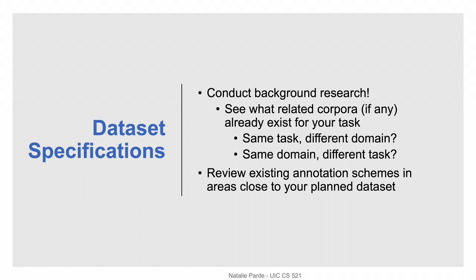Related corpora might be datasets that cover the same task but a different domain, or the same domain but a different task. For example, if your goal is to predict emotions in posts from the UIC subreddit, you might find a Reddit-based sarcasm detection dataset and a Twitter-based emotion detection dataset. Neither of these is exactly what you're looking for, but they can provide valuable clues about what a Reddit-based emotion detection dataset would look like in terms of the size, the label types, and a variety of other characteristics.